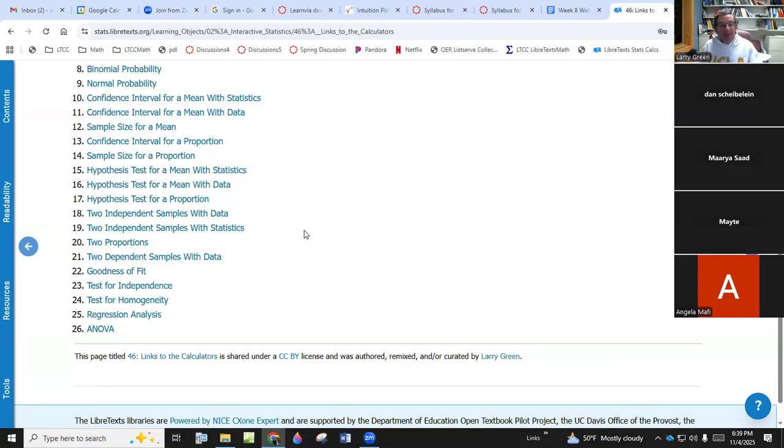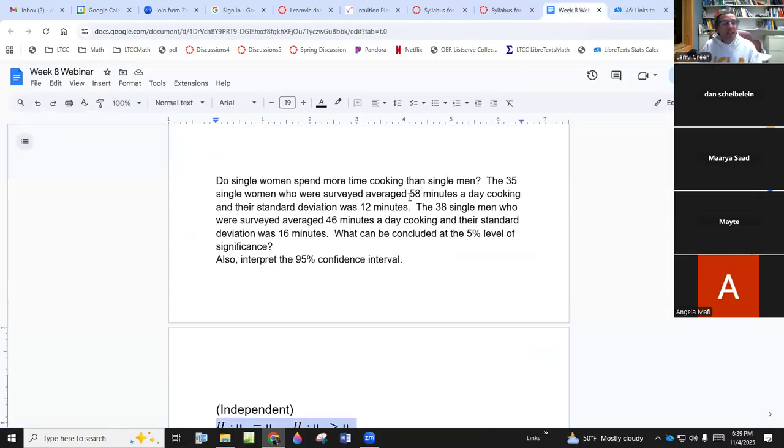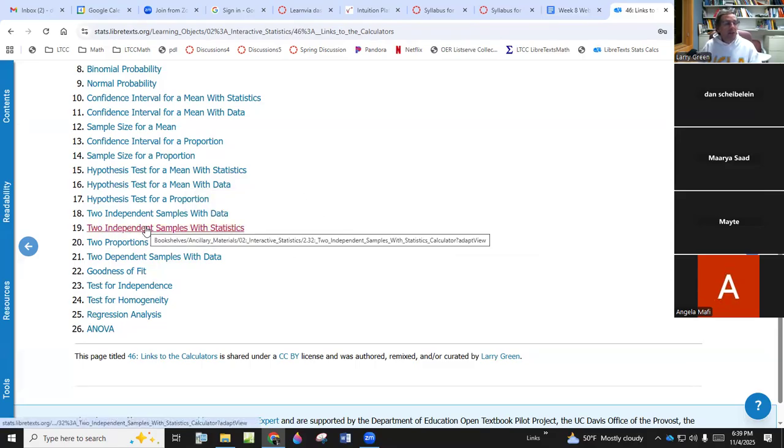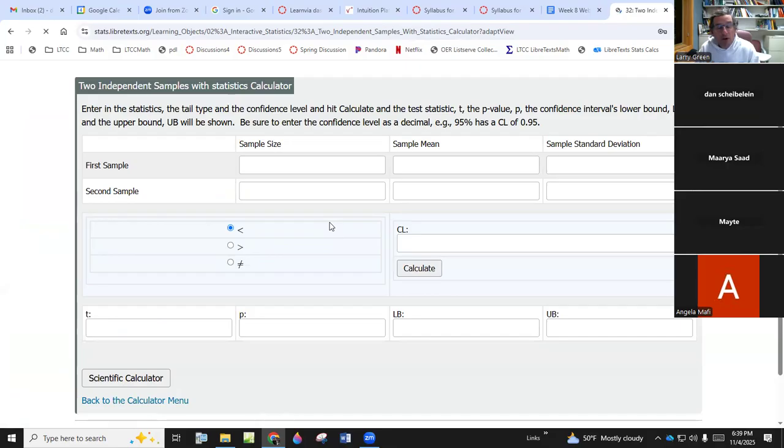Yeah, this is number 19. It's number 19 because we have statistics, we don't have data. Does that make sense? We have statistics. We're given the sample mean and we're given the sample standard deviation. We're not given the data. So it's two independent samples with statistics. Very important to use the right calculator or the whole thing falls apart.